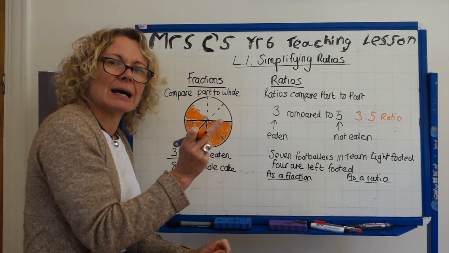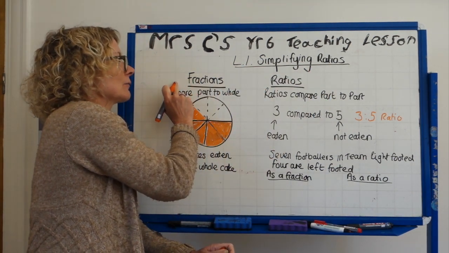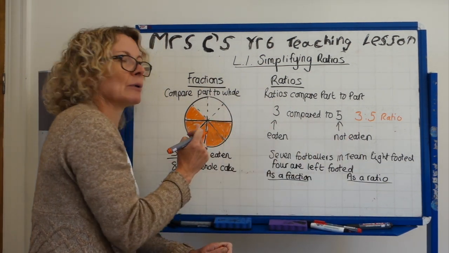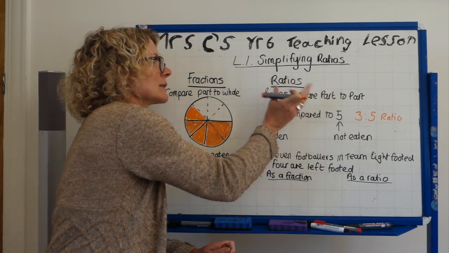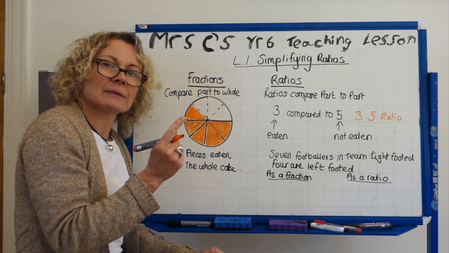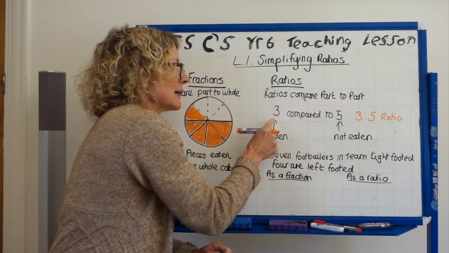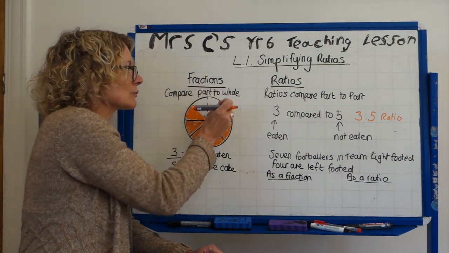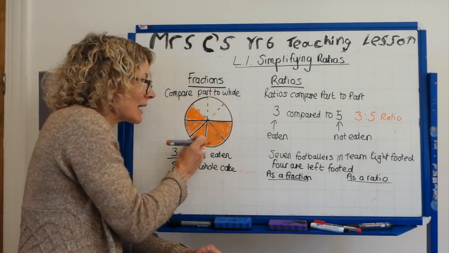What I'd like you to do now is pause the video, write your learning intention, and then write what a fraction is, and then write what a ratio is. You can use this as an example, okay, to start for you to understand what the ratio is looking at. Okay, so pause the video now. So have you got that? Ratios compare part to part. 3 eaten to 5 uneaten, compared to fractions, which compare the 3 eaten to what was there in the beginning out of the whole, 3 out of the 8.